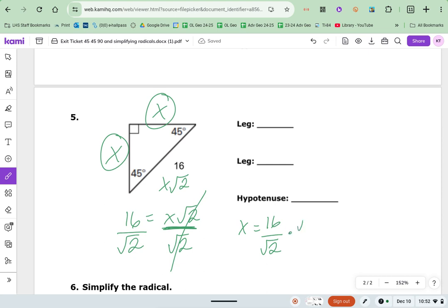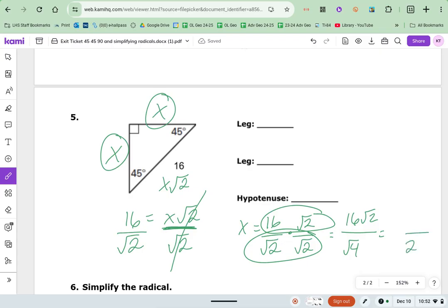So we're going to multiply by the square root of 2 over the square root of 2, because when we rationalize, we multiply by something equal to 1. So root 2 over root 2 is equal to 1. Across the top, we get 16 root 2. Across the bottom, we get root 4. And then you ask yourself, what is the square root of 4? 2. So root 4 can simplify to 2. So now we have 16 root 2 over 2.